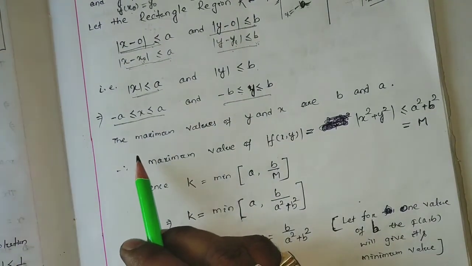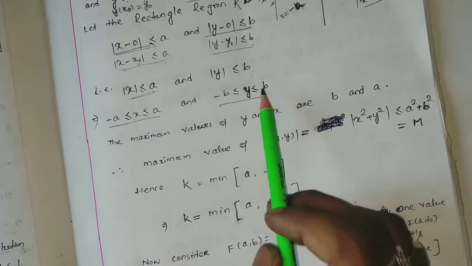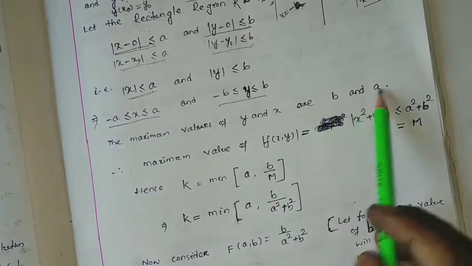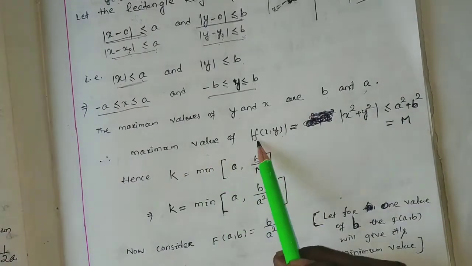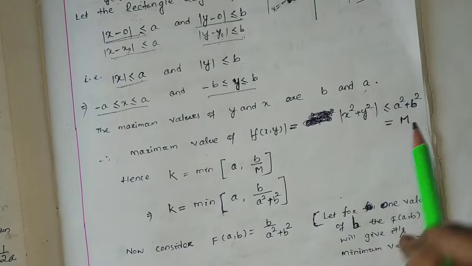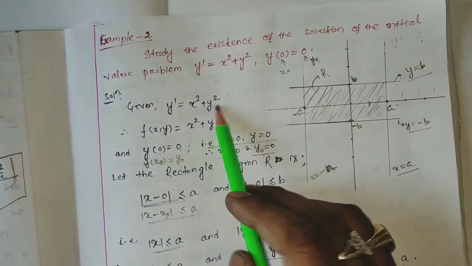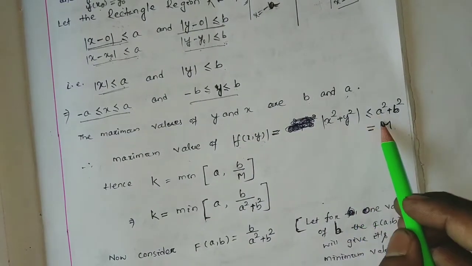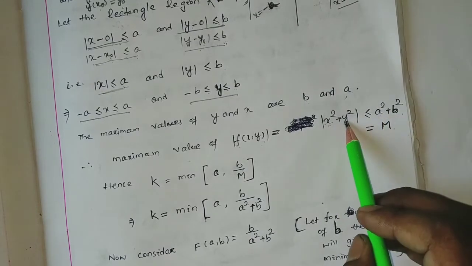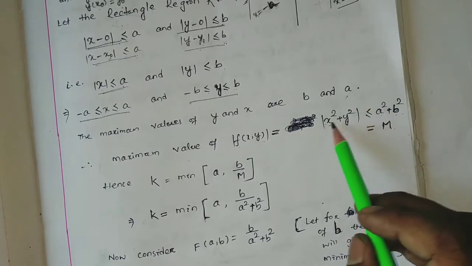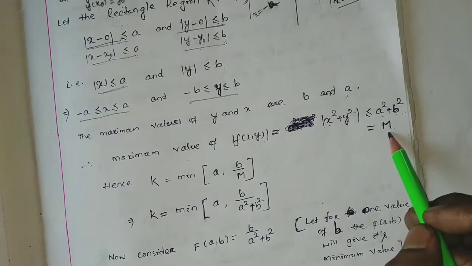Now we have to find out the maximum value of f(x, y). For that, you can see the maximum value of y is b and the maximum value of x is a. So the maximum value of f(x, y), which is nothing but M, will be how much? f(x, y) is x² + y², so x² + y² is less than or equal to a² + b², which is equal to M, right?